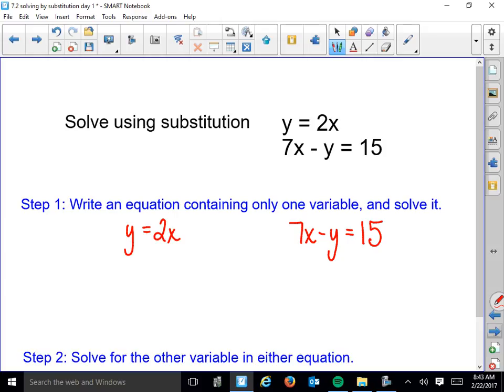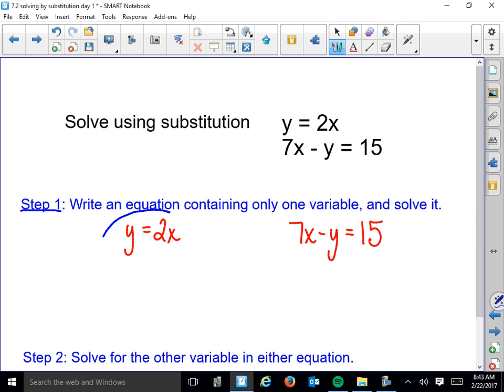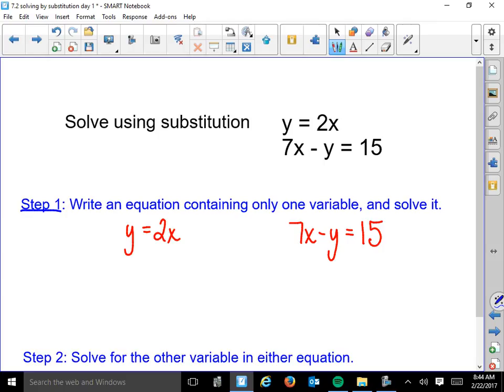So if you take a look at step 1, step 1 asks us to write an equation containing only one variable and solve it. Okay. Well, I want to find an equation that is either solved for x or it's solved for y. And the nice thing about this first equation is that it is already solved for y in terms of x. It is already y equals. So because of that, step 1 is already done for us.